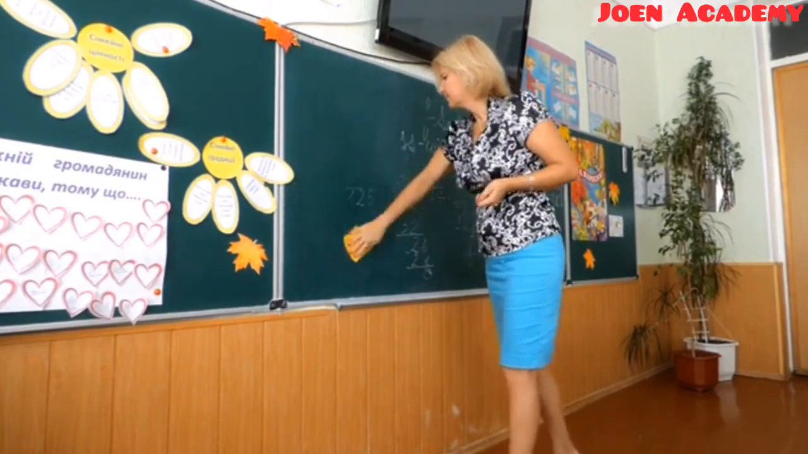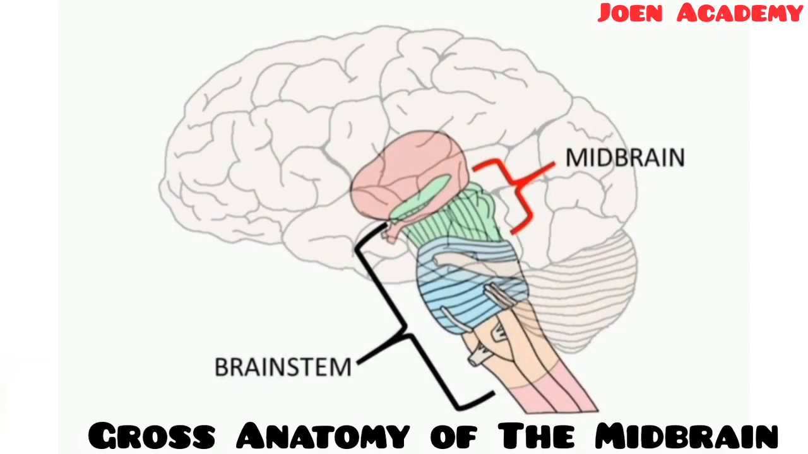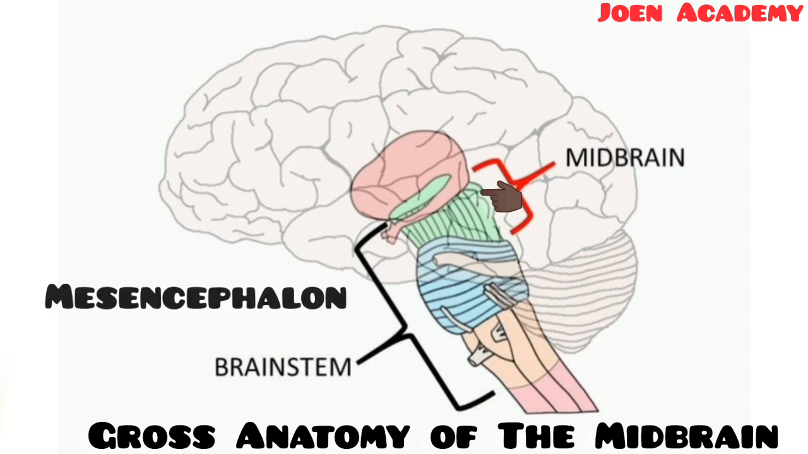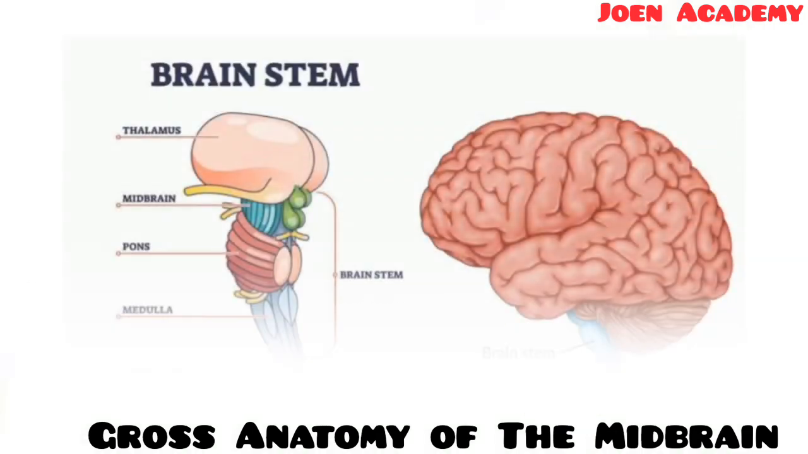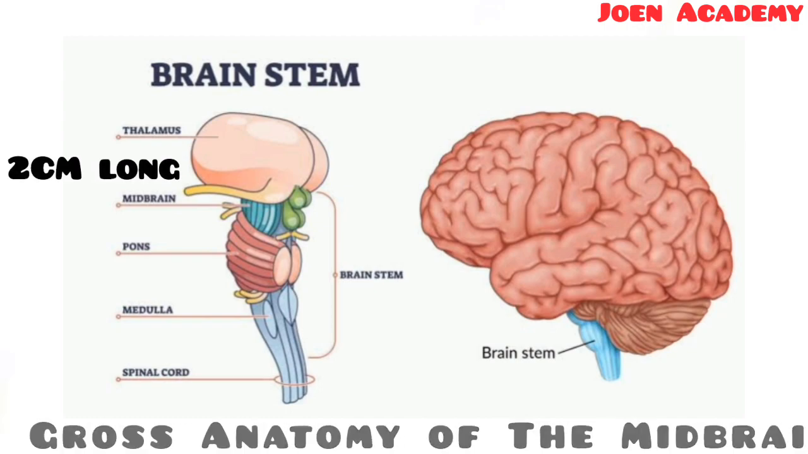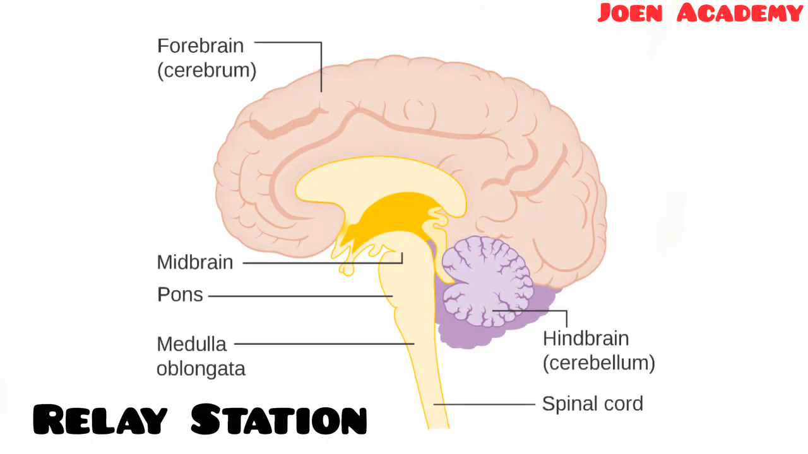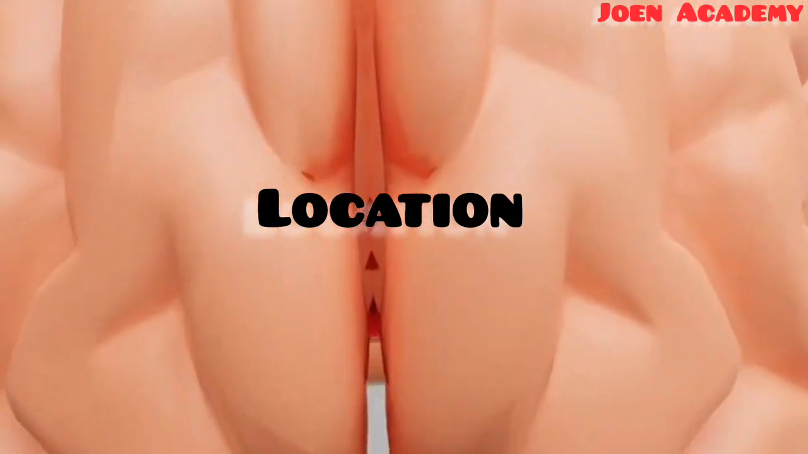In this video, we are going to be talking about the gross anatomy of the midbrain. Another name for the midbrain is the mesencephalon. It is the smallest among the three regions of the brainstem, with a length of about 2 cm. The midbrain acts as a crucial relay station between the forebrain, which lies above, and the pons and cerebellum, which lie below.